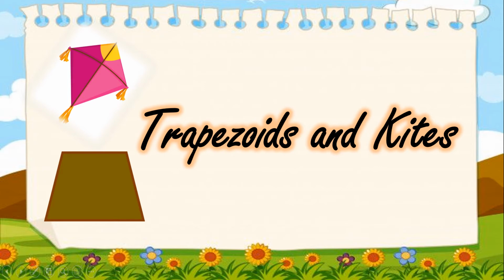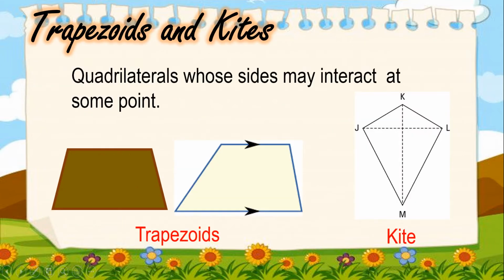Hi! Today, we will learn about trapezoids and kites. Trapezoids and kites are quadrilaterals whose sides may intersect at some point.